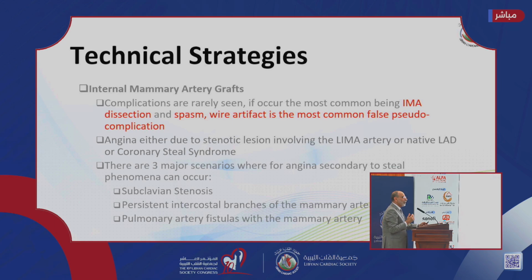But rarely you can have a Steal syndrome. Steal syndrome could be in the subclavian artery itself, and you just stent the subclavian artery, or it could be a prominent intercostal artery. The surgeons sometimes try to clip all of them, but if there's a small branch, after a few years that small branch will develop into a larger intercostal branch that could cause a Steal phenomenon. And then the last thing, and I've seen a few cases, is a LIMA to PA artery fistula.